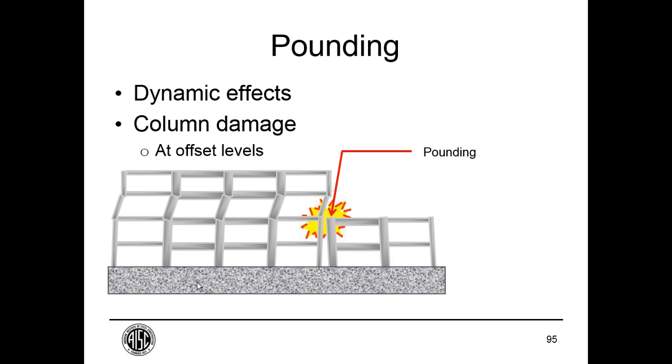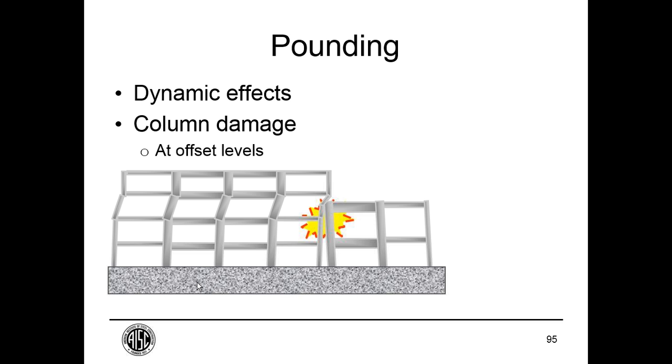And this is especially problematic where you have unrelated buildings and they might have different story heights. One building might hit another building not at the deck level, but perhaps mid-height at the column, and that would be very problematic for that column. So it's very important to maintain proper separation between buildings where you have this condition.